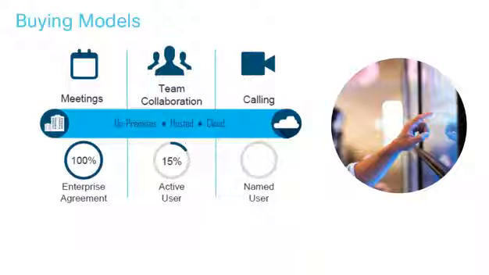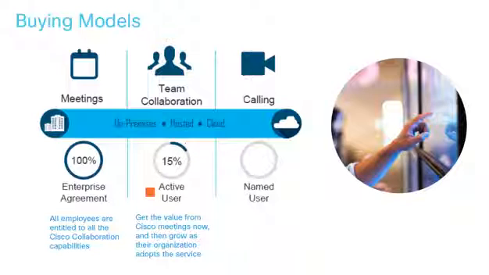Collaboration Flex Plan provides a choice of buying models for different services: Enterprise Agreement, or EA, Active User, or AU, and named user, or NU. When we launched the Collaboration Flex Plan, we focused on enterprise-wide agreements, where all employees are entitled to all the Cisco collaboration capabilities. We have introduced active user agreements for when customers are not 100% sure how much of a meeting's capability they require, and they need a simple model to allow them to get the value from Cisco meetings now, and then grow as their organization adopts the service.